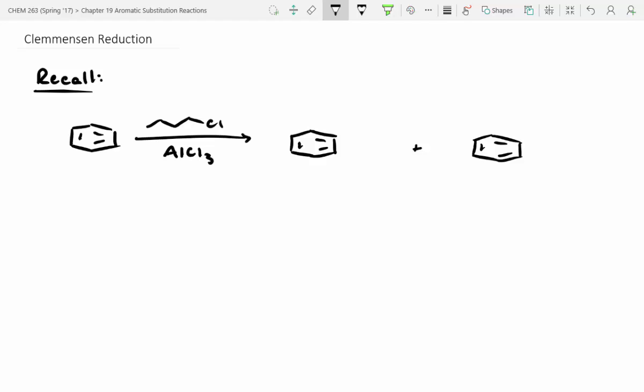Okay, so for this one, like I said, you can get a little bit of your anticipated product, but it will mostly rearrange and give you this product. Which one do you think we're going to get more of, the left or the right? The right, exactly. So we'd get about 35% of this and 65% of that. So the question is, well, what if we want more of this? We don't want to throw away 2/3 of our product, right?